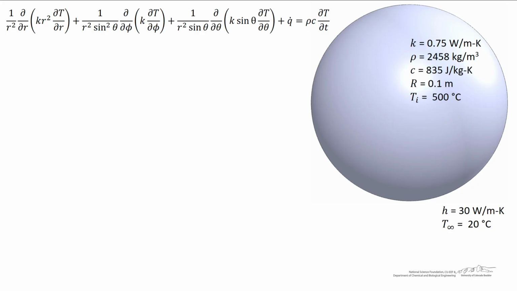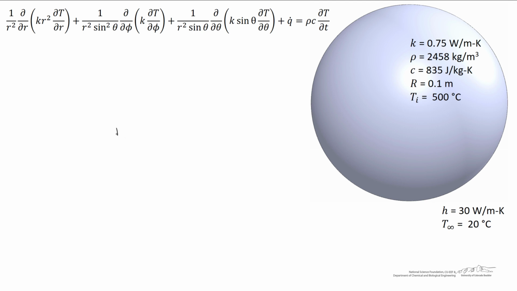So in this problem, we've got a hot sphere initially at a temperature of 500 degrees C, and it's immersed in an environment with a heat transfer coefficient of 30 watts per meter Kelvin and an ambient temperature of 20 degrees C. And we know the material properties of the sphere, its thermal conductivity, density, and heat capacity, along with its radius of 0.1 meters.